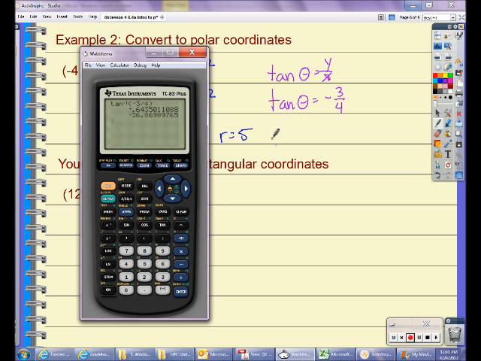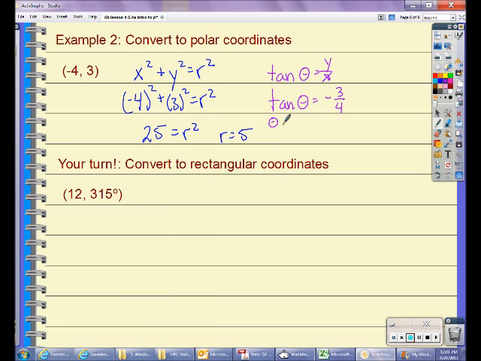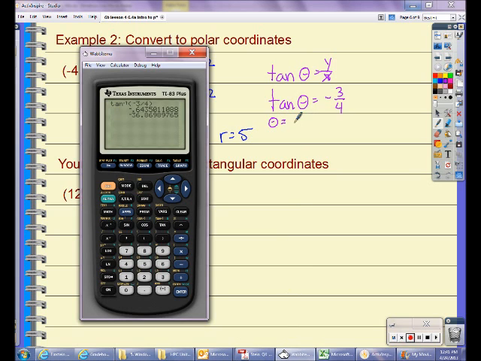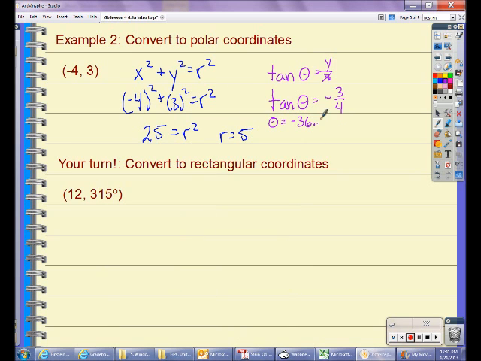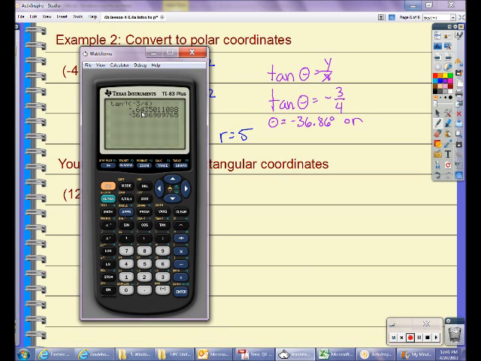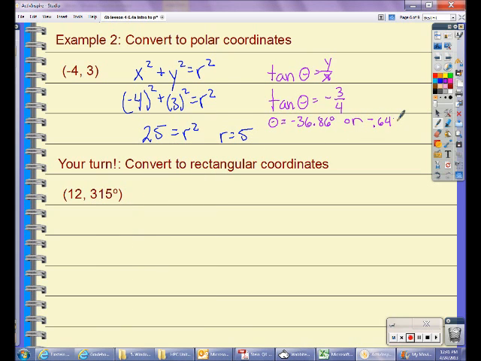negative 36.86. So when we do inverse tangent of theta, we're going to get negative 36.86 degrees or negative 0.643 radians. However, that would put me in the fourth quadrant. And that's not what I want. I want negative 4, 3. That's in the second quadrant.